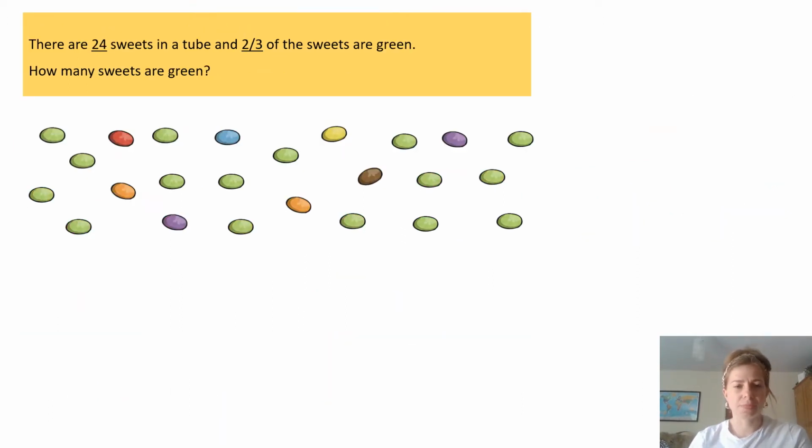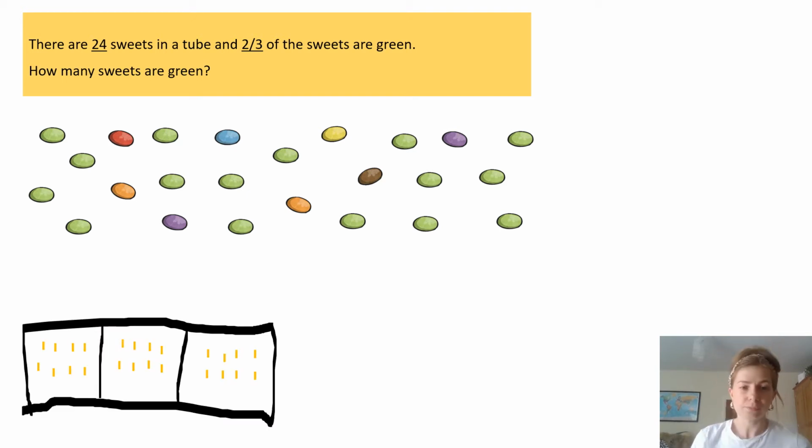Right. So now I want you to have a go at this one. There are 24 sweets in a tube, and 2/3 of the sweets are green. How many sweets are green? Pause me, have a think about what to do, have a go. Okay, you might have done this. You might have drawn your bar, divided it into your 3 sections because our denominator is 3, 3 sections for our thirds, and separated them out.